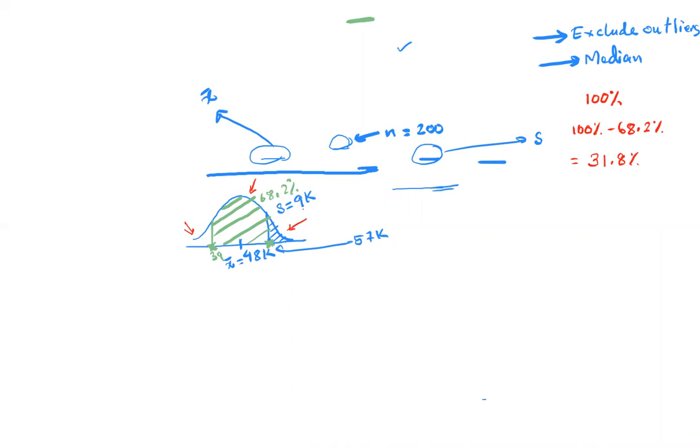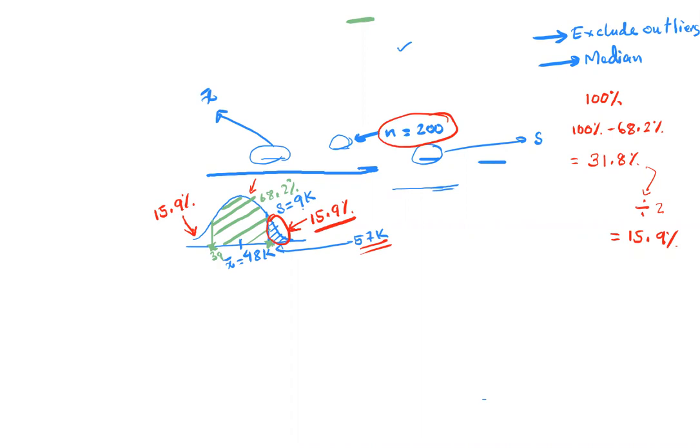Now that 31.8% has to be divided into 2 regions. Half of it is going to be to the right and half of it is going to be to the left. So take this number and divide it by 2, that's going to give you 15.9%. So this is going to be 15.9%, and this left side is going to be 15.9%. So approximately this region, or people who make more than $57,000 per year, would be about 15.9% of the total data you collected.